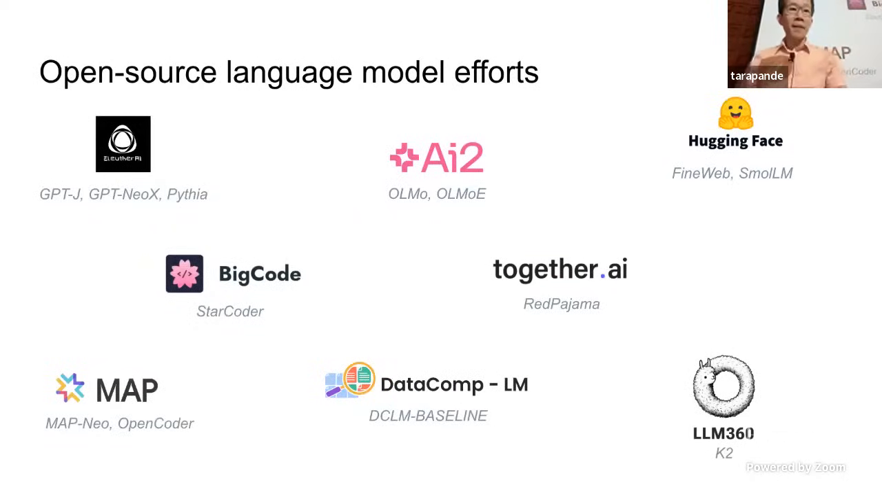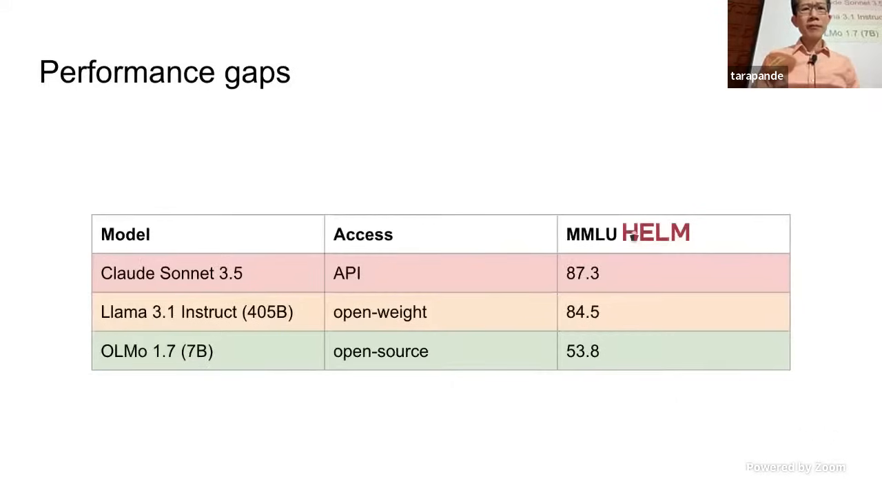Fortunately, there are a lot of open source language model efforts, from EleutherAI to AI2 to Hugging Face and so on. And each of these is trying to create open source models. The downside is that at this present moment, the open source models are far weaker than the strongest open weight or API models.